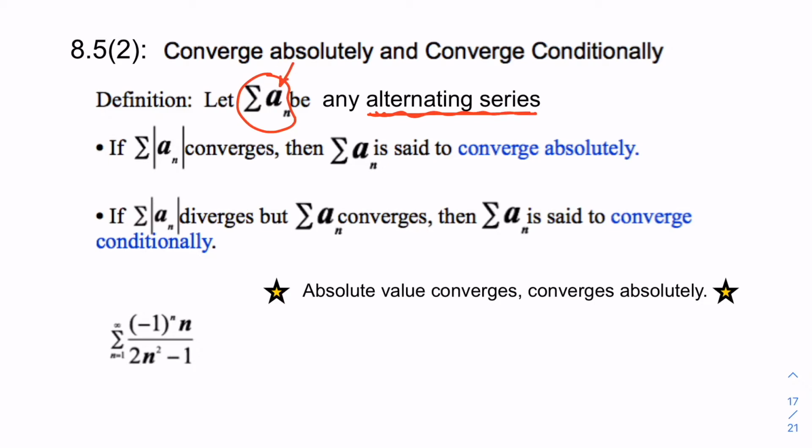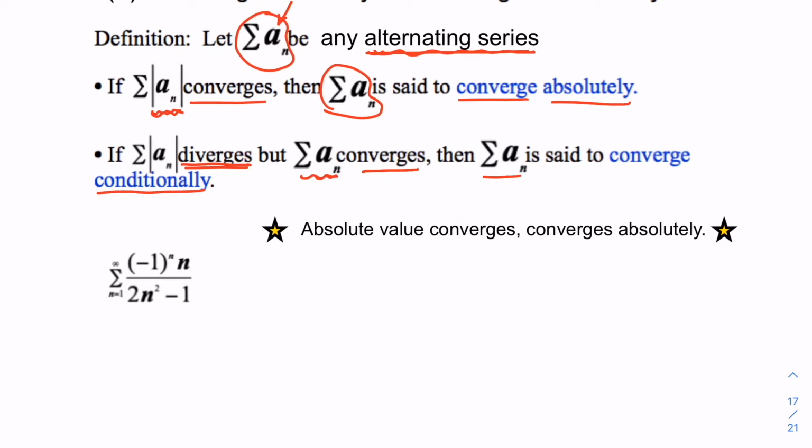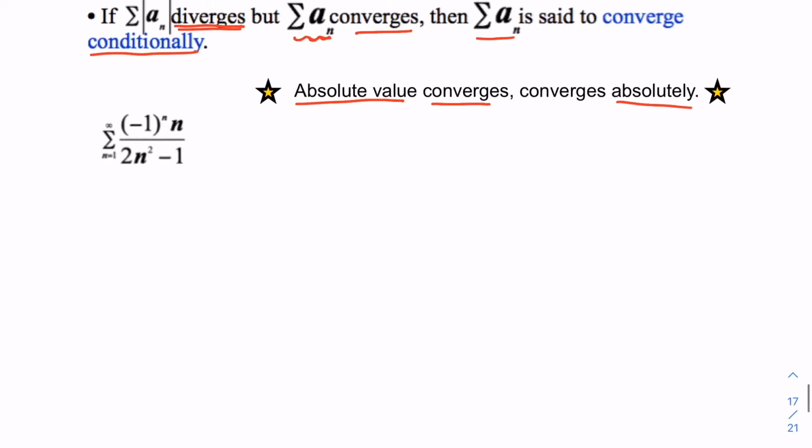If we put the absolute value there, and the absolute value converges, then we call the series converges absolutely. If the absolute value diverges, but the original series converges, then we call the series converges conditionally. So we just need to remember, if the absolute value converges, it converges absolutely. Let me show you some examples.